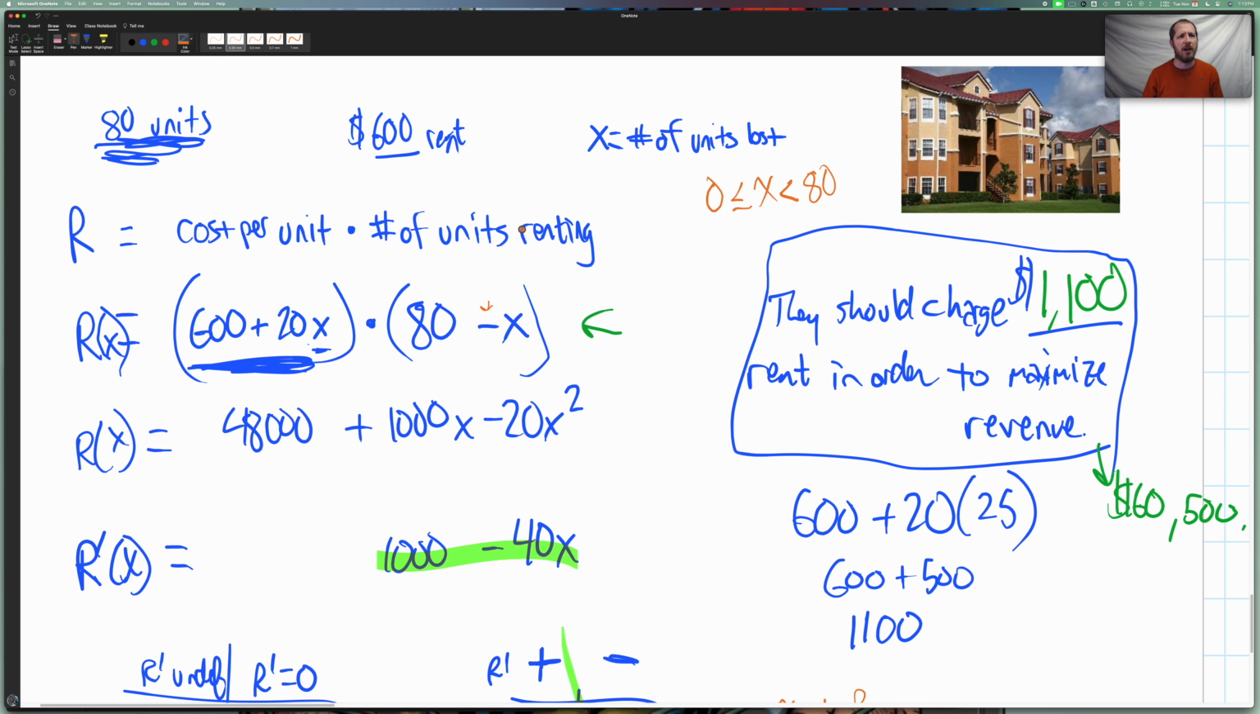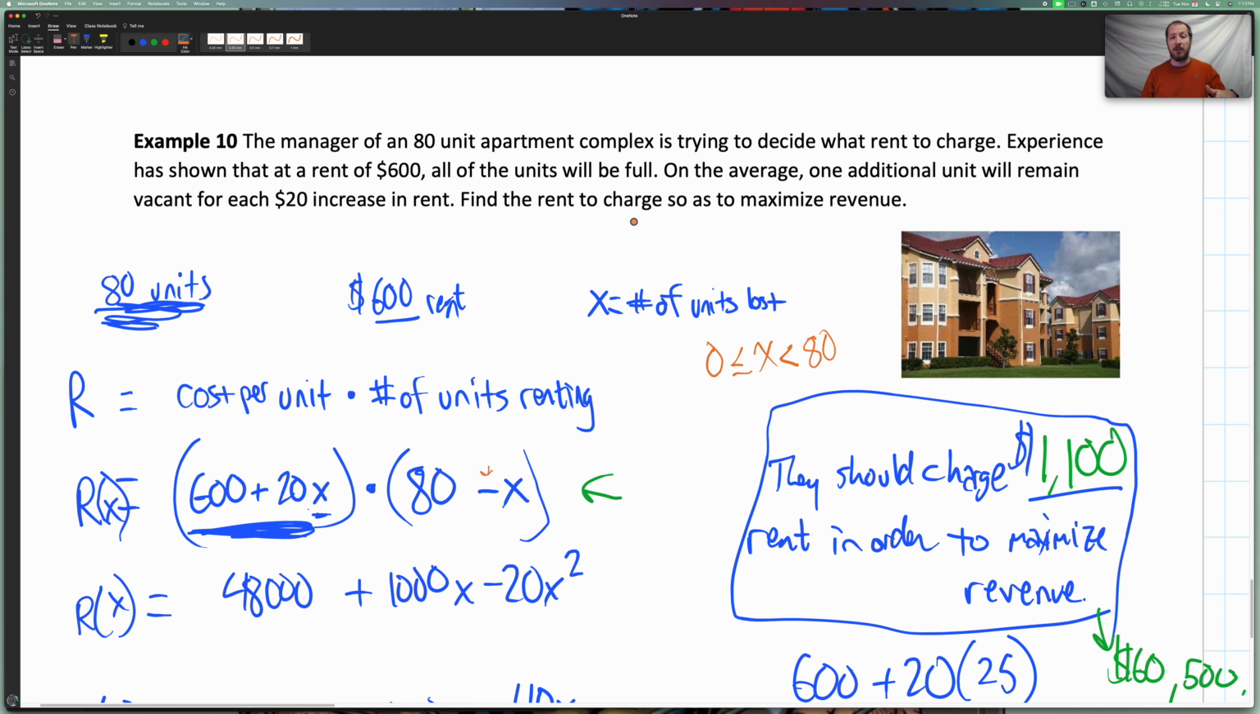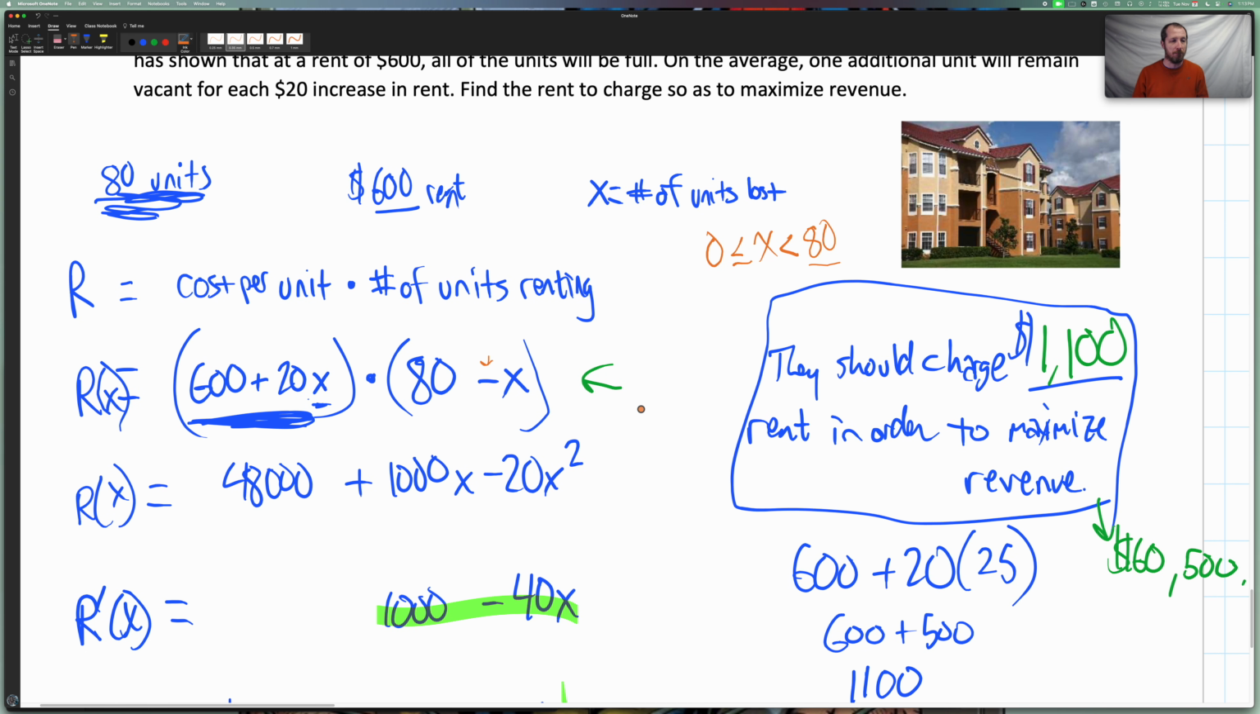Did we talk about a constraint for x? We didn't. Constraints for x. It can't be more than 80 because we've only got 80 units to lose. If we lose all 80 units, then we're not getting any revenue. So you could consider that as an option, but your revenue is going to be 0. It's not going to be your solution. We do want to consider that you could lose 0 units. So we kind of want to consider that one endpoint. You could call it considering both of them, knowing that the second one is not going to be our solution.